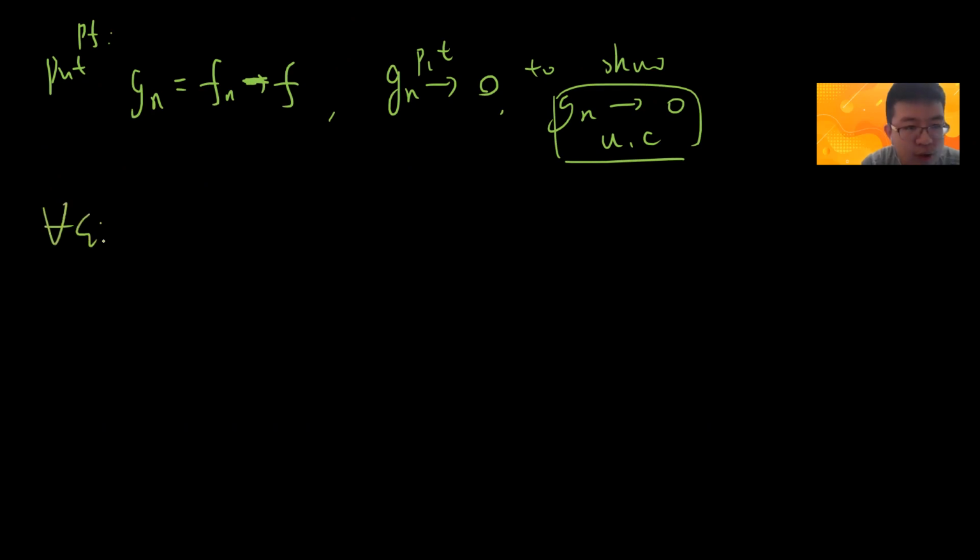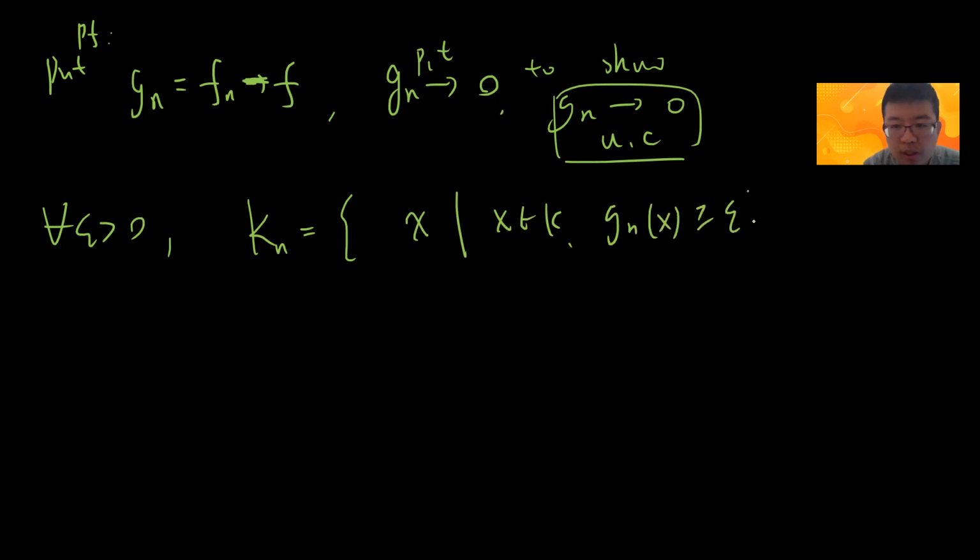So for epsilon greater than 0, I can define Kn as the set of x belonging to K such that Gn of x is greater or equal to epsilon. Remember that Kn is closed, because it is the inverse image of a closed set, and the inverse image of a closed set under a continuous function is closed. And Kn is a subset of K, so Kn is compact.